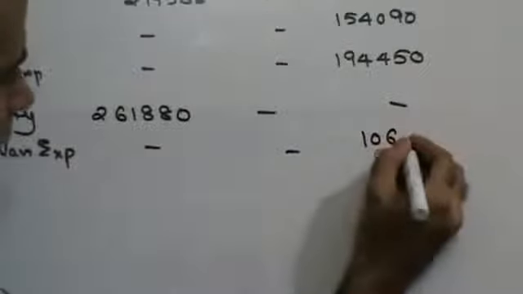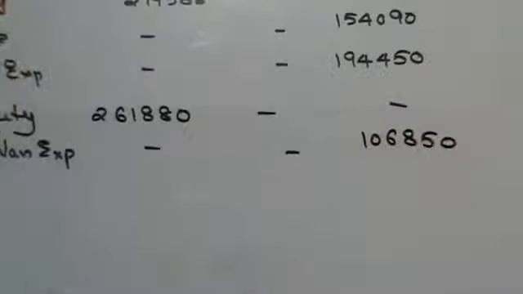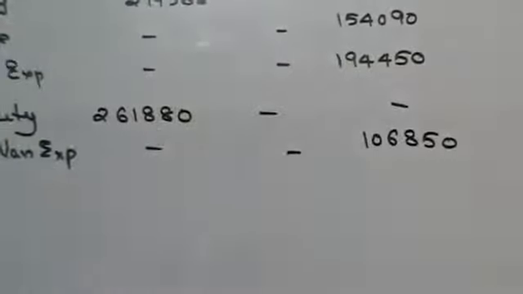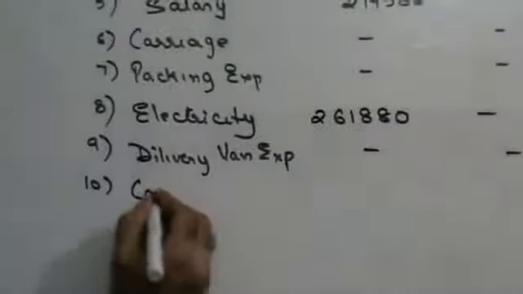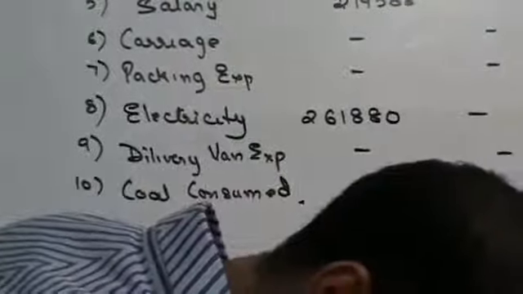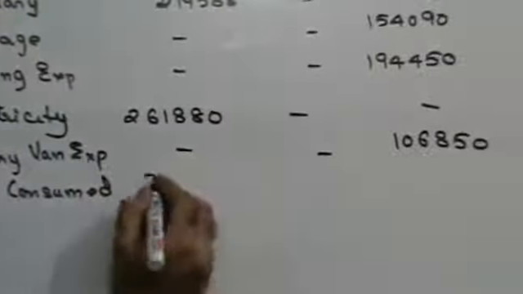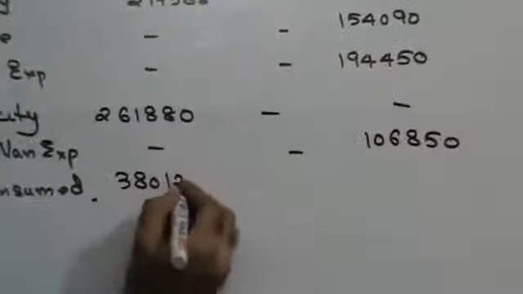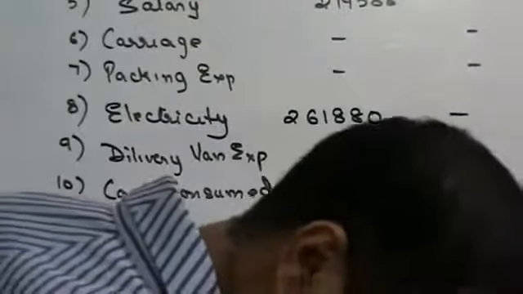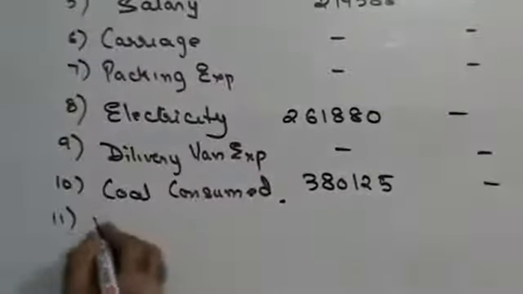How much is it? 6,850. 1,06,850. Then you have coal consumed. Coal consumed is 3,80,125. Next, after coal consumed, you have depreciation.